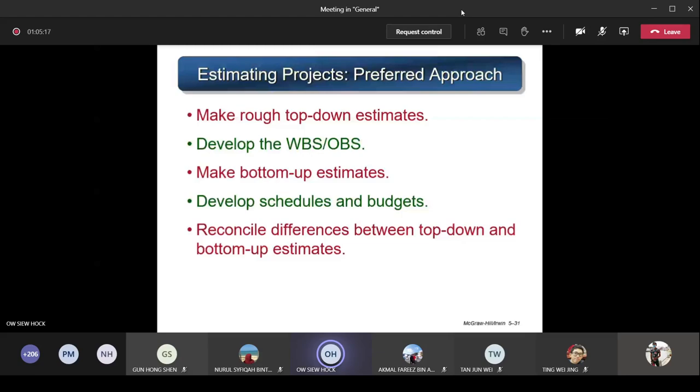After that, you make a bottom-up estimate. After you make a macro approach using one of the methods, now you do the micro approach bottom-up. After that, you develop the schedules and the budget, allocating how much time for each task and the amount for each one. Then next, you reconcile differences between the top-down and bottom-up estimates, because when you use macro and micro, the amount will not be the same. Then you look at the two different values and balance out the difference between the two so that they come to some kind of center point.